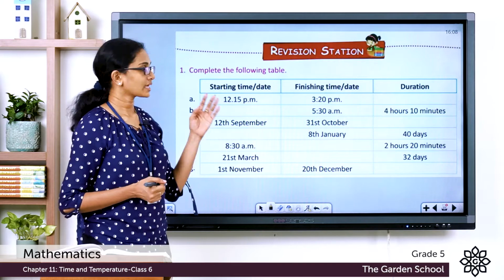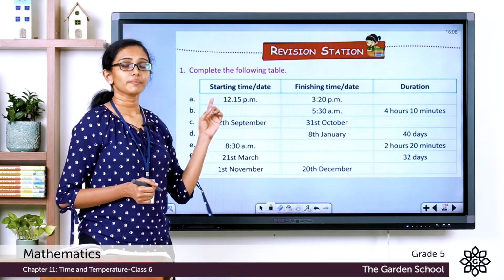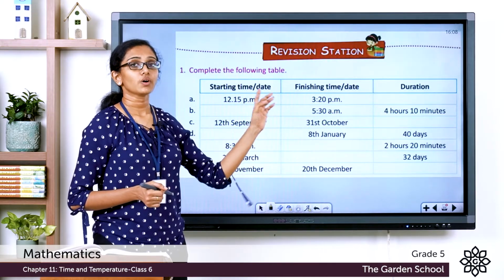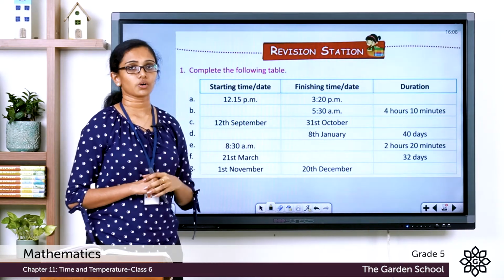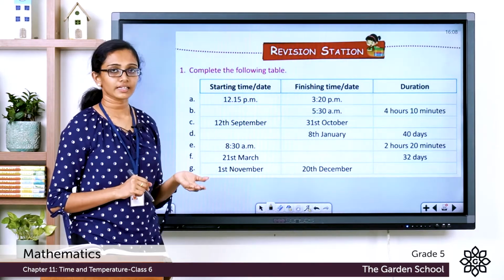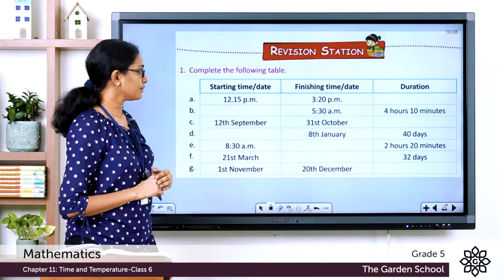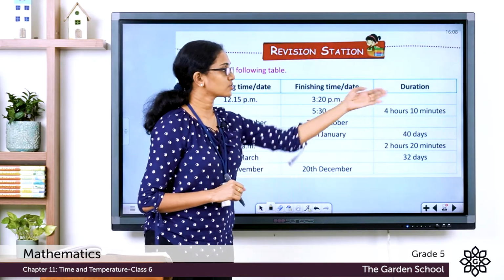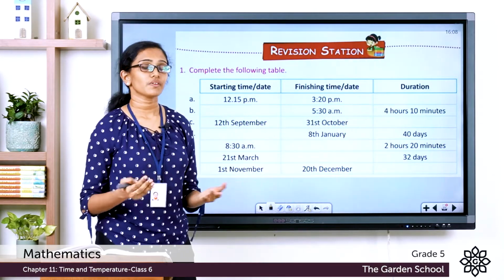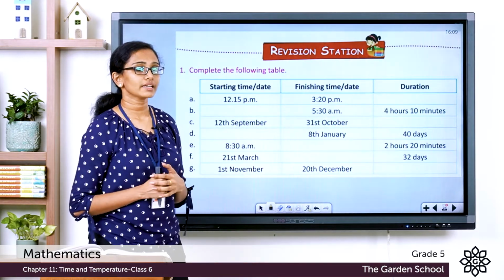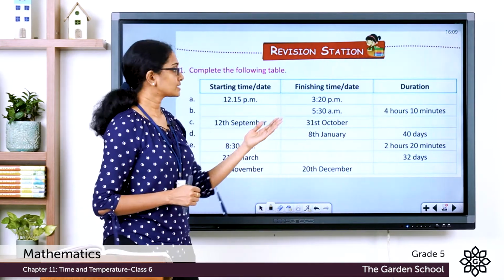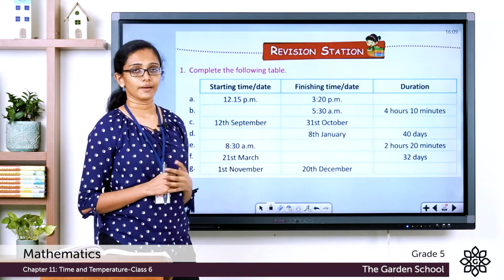But keep in mind that when you borrow 1 hour from the hours column and give it to the minutes column, you are actually giving 60 minutes to the minutes column. Keep that in mind when you do the subtraction. In the next question, we don't have the starting time, but we have the finishing time and the duration. To find the starting time, you have to count 4 hours 10 minutes backwards from 5:30 a.m.